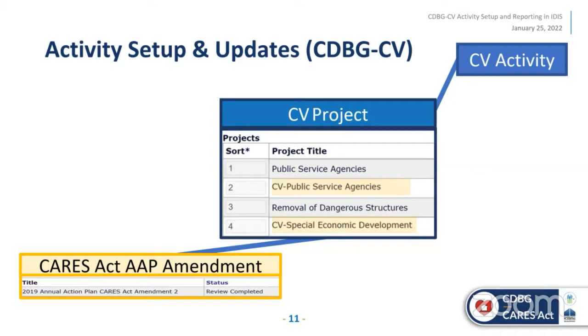This slide shows you the relationship between your action plan, your project, and your activity. We just want to remind you that the CARES Act amendment, which you may have done to your 2019 action plan, or you may have done to your 2020 action plan, whichever one had the amendment, will hold your CV projects, and those are the projects you're going to select. In a minute, we're going to show you that screen, where you'll find your projects for your CV activities.